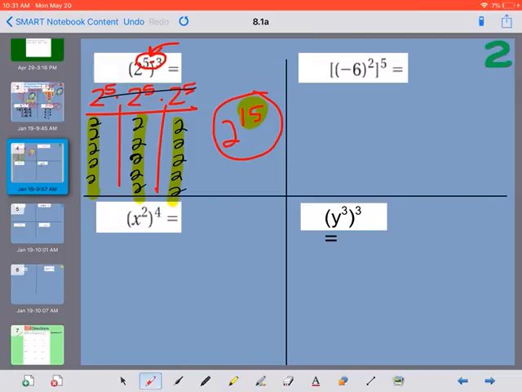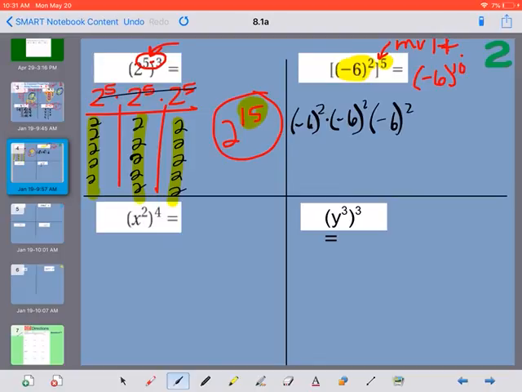So same thing here, if we use that shortcut, these are touching, that means multiplication. We're really going to have negative 6 multiplied 10 times. If we wrote it out, we could write everything that's in the parentheses 5 times. So we could have written negative 6 squared, negative 6 squared. Wrote this out 5 times.